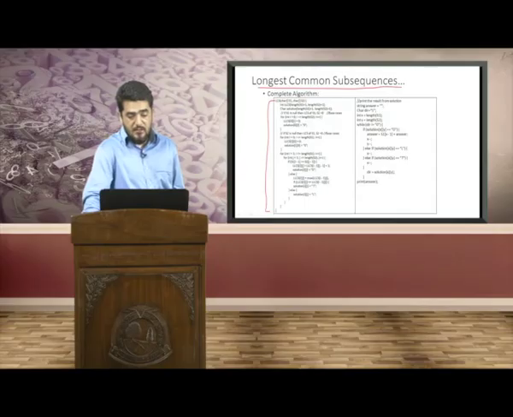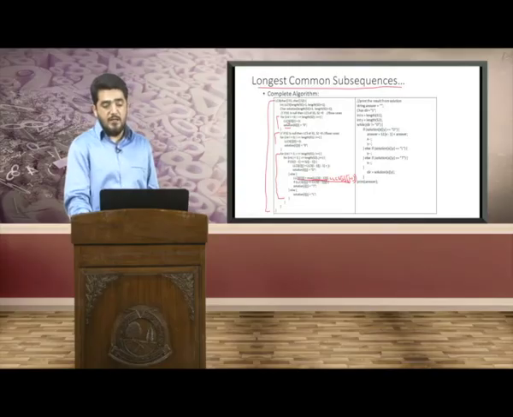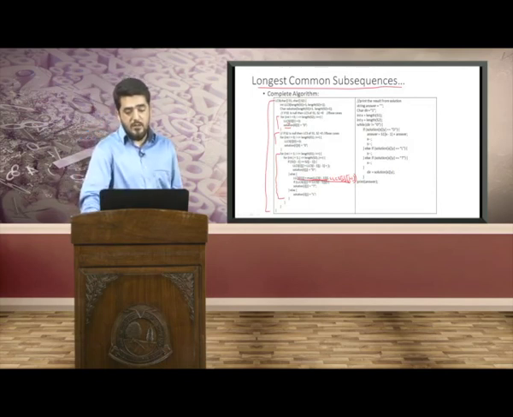I will write here, it is not written. LLCS of i comma j minus 1. And we also need to maintain T and L in the solution array accordingly. And in order to generate our result from the solution array, this piece of code will be used. Okay, I demonstrated it already.